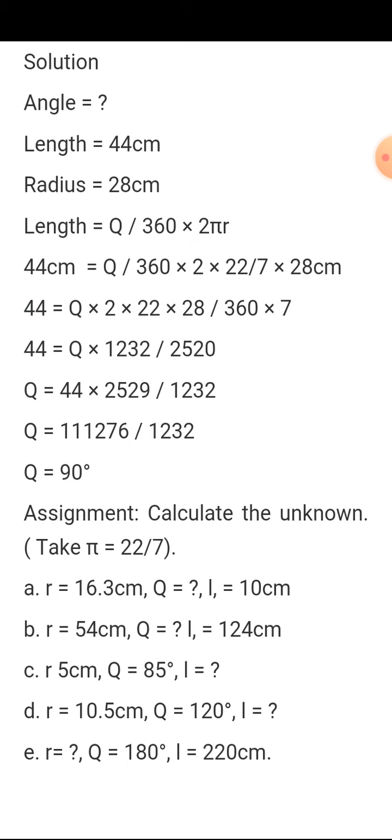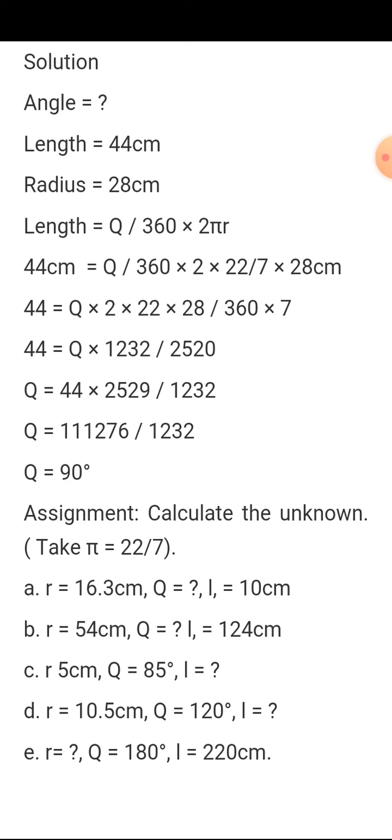Length equals 10 centimeter. Number 2: radius equals 54 centimeter, theta equals question mark, length equals 124 centimeter. Number 3: radius equals 5 centimeter, theta equals 85 degree, while length equals question mark.